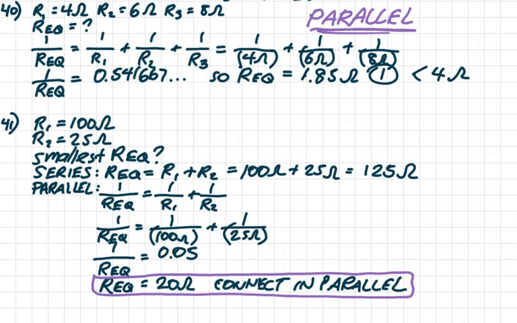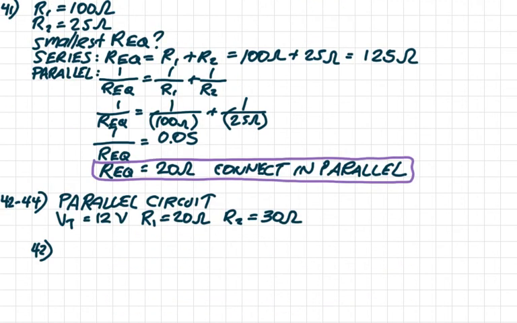Interestingly, the parallel connection connecting both the 100 ohm resistor and the 25 ohm resistor together gives you a smaller equivalent resistance than if you just connected the 25 ohm resistor by itself and left off the 100. So connecting the 100 in parallel actually gives you a smaller equivalent resistance, which I think is interesting. All right, so 42 through 44 is a parallel circuit.